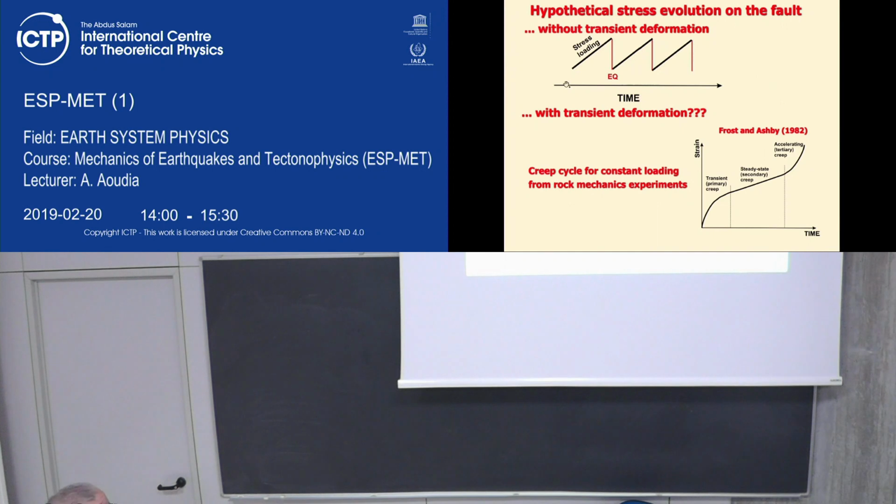If you take a very simple material, this is coming from Frost and Ashby in 1982, this is a creep cycle for constant loading. Now this is the same constant loading, and the constant loading is coming from plate tectonics. Let's think this way. Okay, plate tectonics might be a constant process over certain thousands of years. Okay, could be quite constant, but it might change in time as well, in geological time scales.